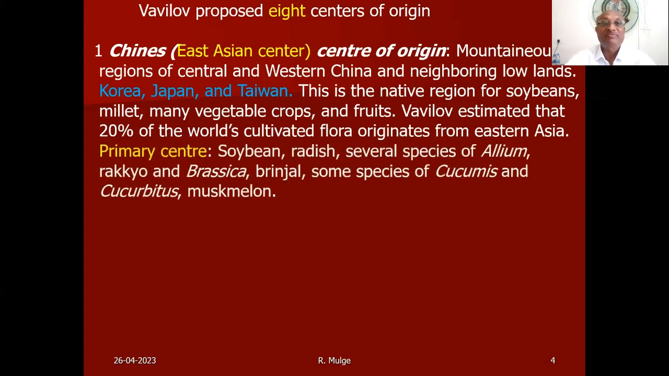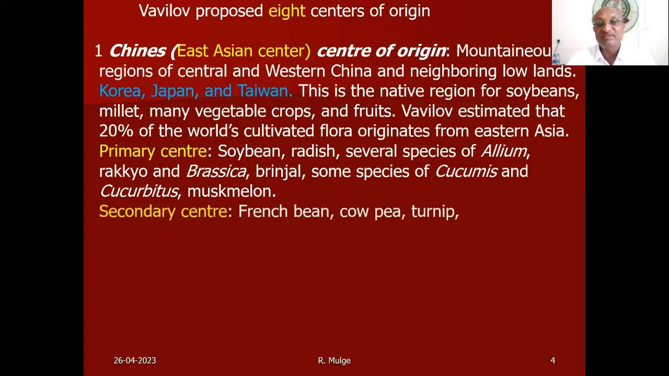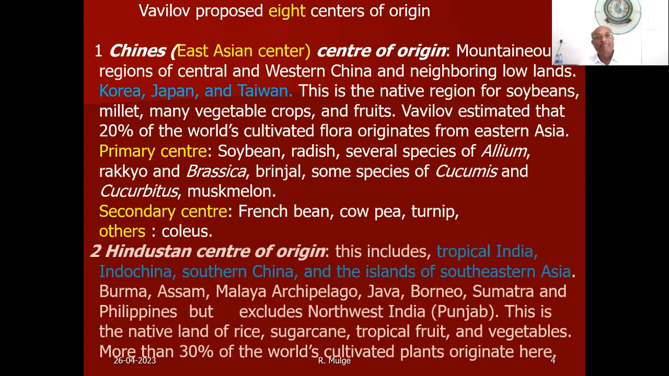The primary center crops are soybean, radish, and several species of allium, rocambole, brassica, brinjal, some species of cucumis and cucurbits, like muskmelon. Then for the secondary center, somewhere it is mentioned in the literature, French bean, cowpea, turnip, and others. Sometimes while referring, they don't refer to it as primary or secondary center, but just say that this particular species belongs to that particular center of origin. Other crops like coleus.